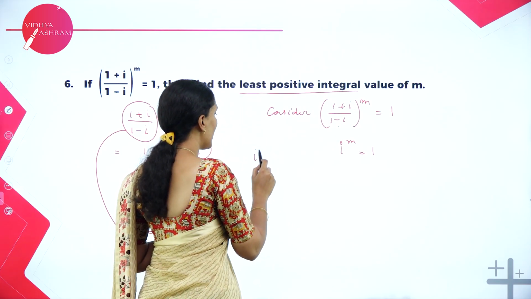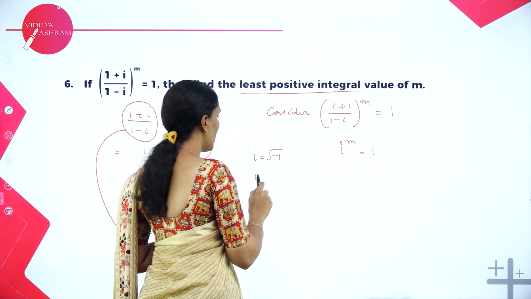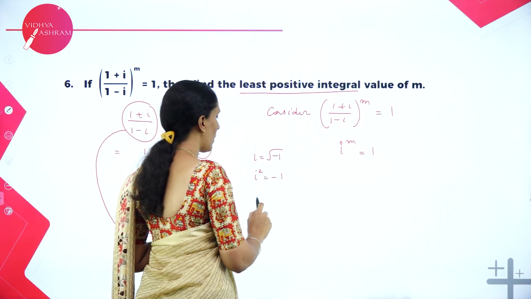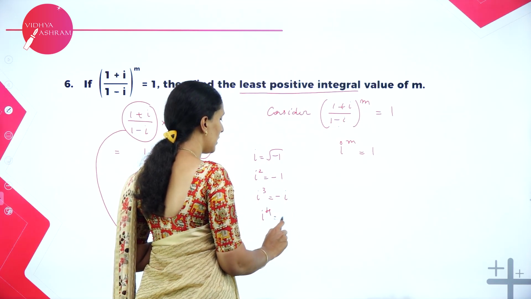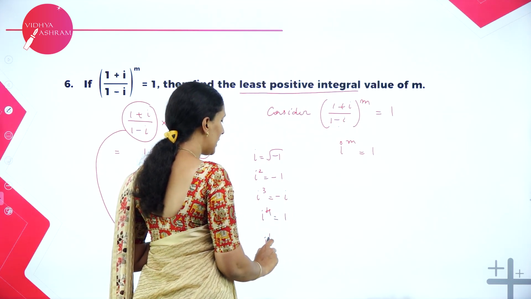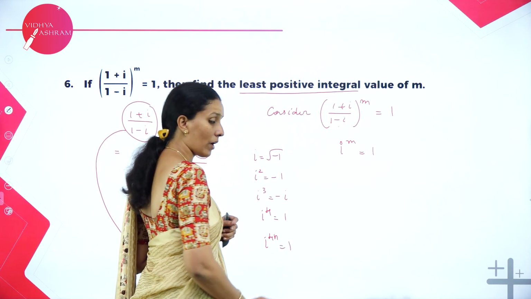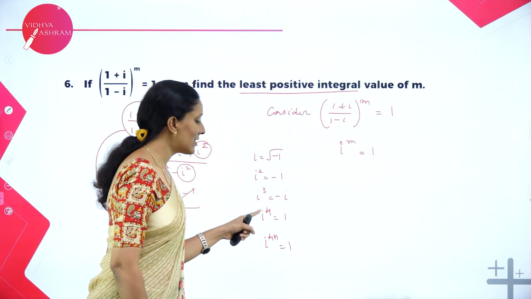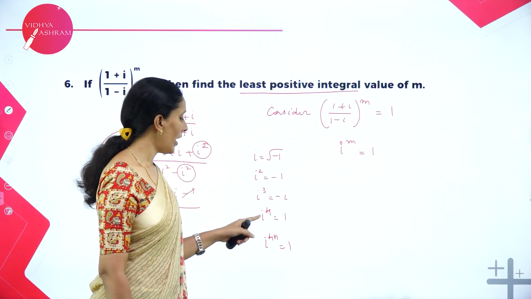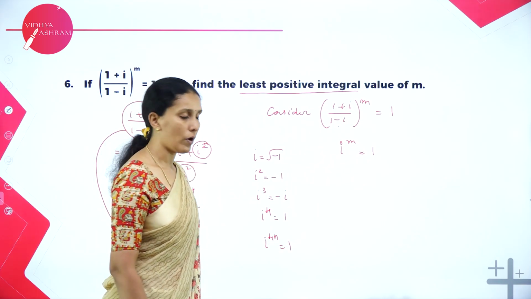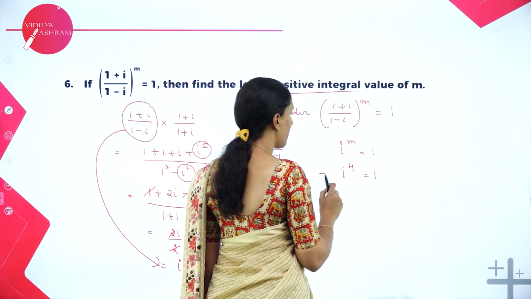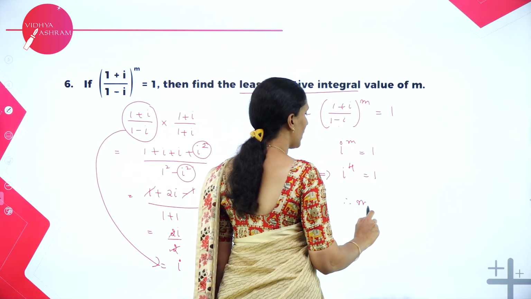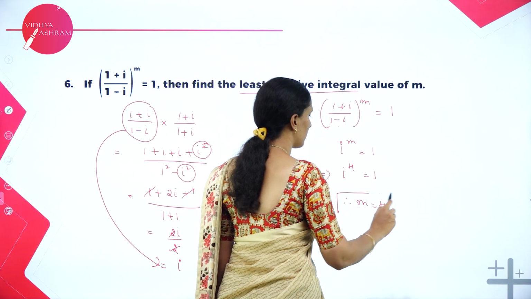We know that i is equal to root of minus 1, i square is equal to minus 1, i cube is equal to minus i, and i power 4 is equal to 1. And for every multiple of 4, the value is 1. But 4 is the least positive integer for which i can take the value of 1. So therefore i power 4 is equal to 1, and the value of m is 4.